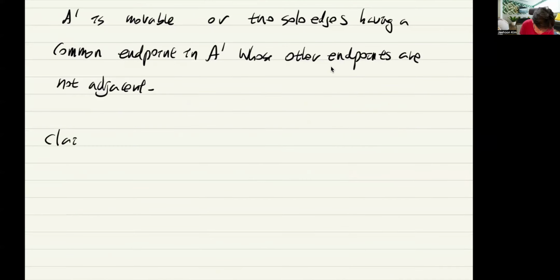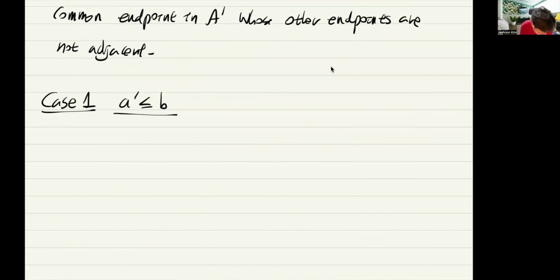So let's consider two cases. The first case is where A prime is at most B. Recall that A prime is the number of free accessible classes, and B is the number of inaccessible classes. Assume that V2 to V(A minus A prime) are not free.